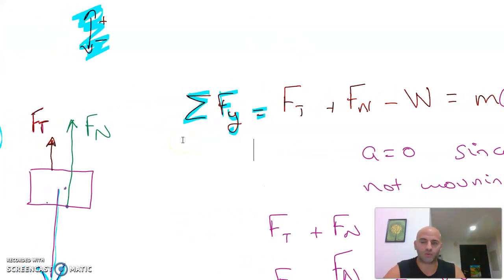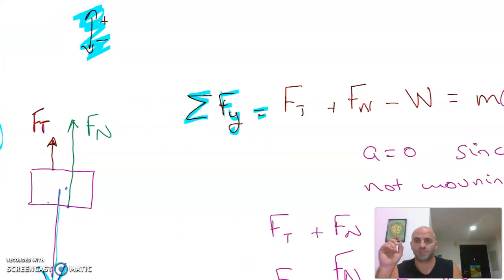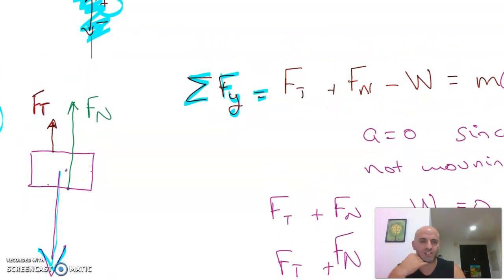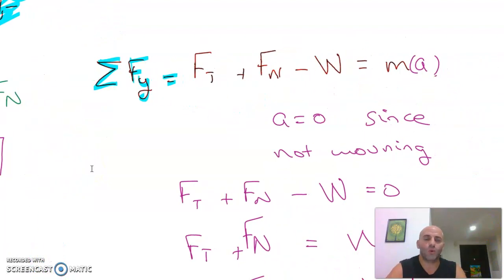So you have a quick look. What have we got? Well, we've got a force tension pointing up. I've got the force normal pointing up. Those ones are both positive by my frame of reference. Then I've got the weight. The weight is pointing downwards, or the force of gravity is pointing downwards. And because that's down, that's negative by our frame of reference. The whole thing, by Newton's second law, is equal to the mass of the block times its acceleration.